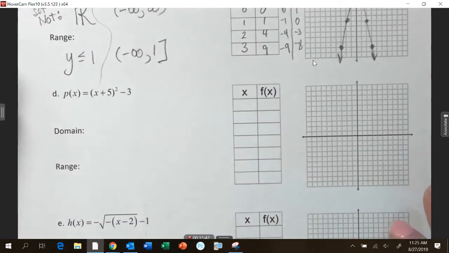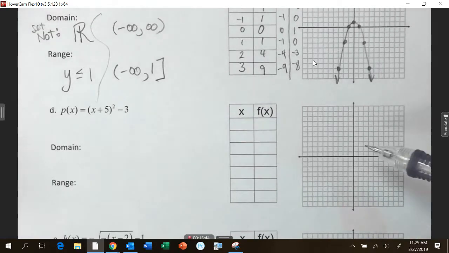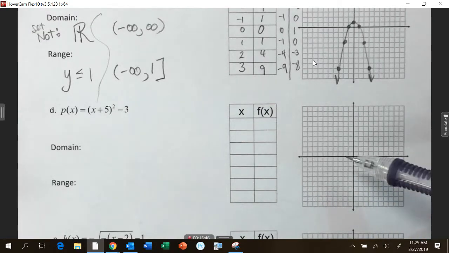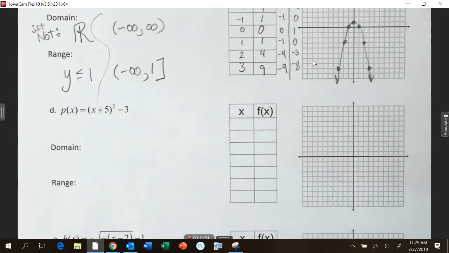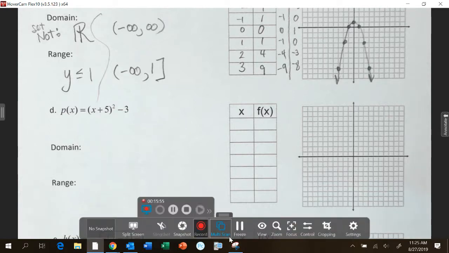Okay, so the next one, I'm going to stop talking for a moment, and I want to see that you can graph it, whatever method you choose. See if you can figure out your domain and range. Some of you have already done this one. I'm going to pause the video while you're working on it. Oh gosh, I hope it doesn't mess up the video.